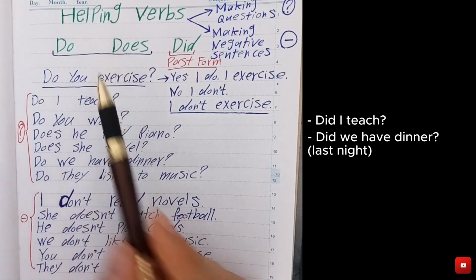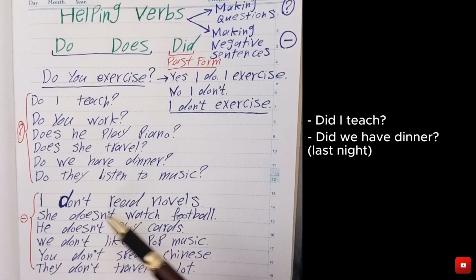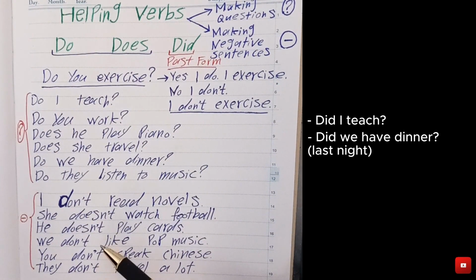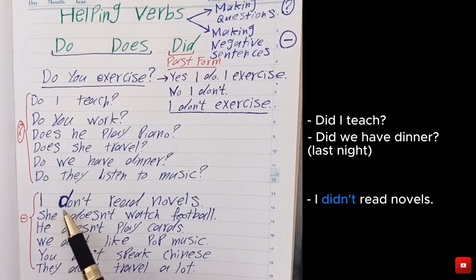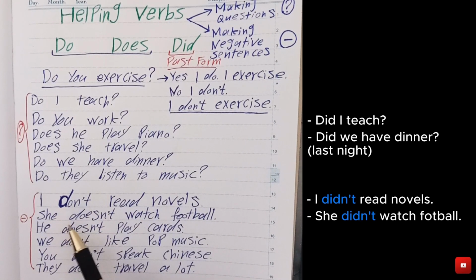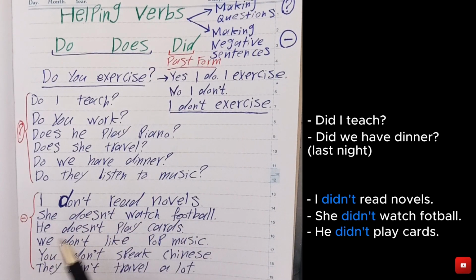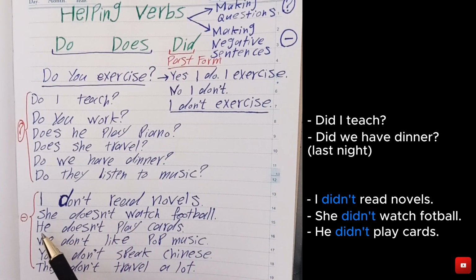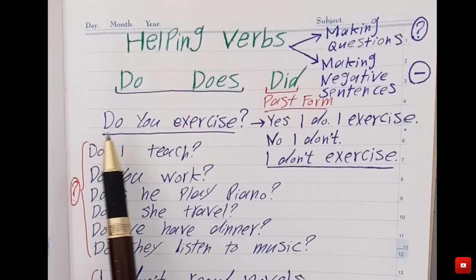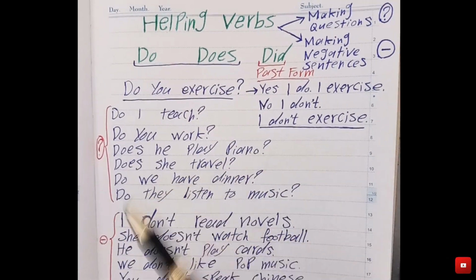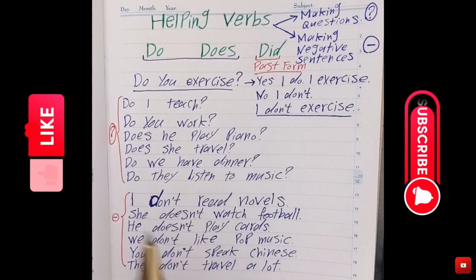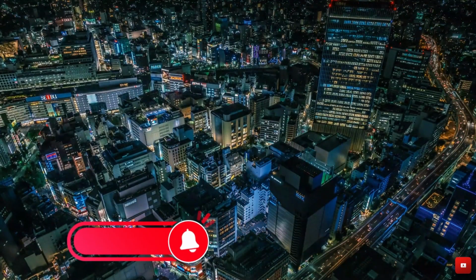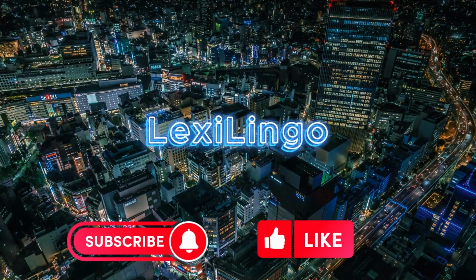With do and does, we make questions and negative sentences. And if we want to make them in past form, we use did. For example, I didn't read novels. She didn't watch football. He didn't play cards. Last night we wanted to play cards, but he didn't play cards. Using do, does, and did is as easy as that. You just need to make more and more examples in order to master it.